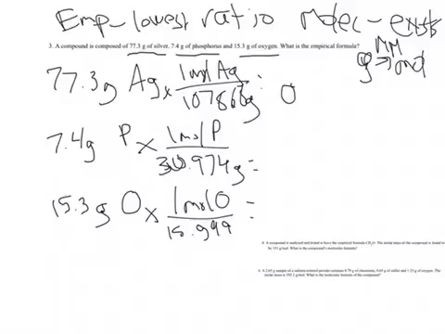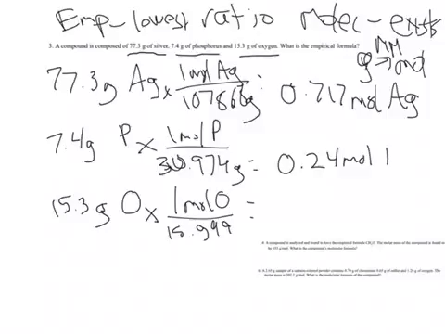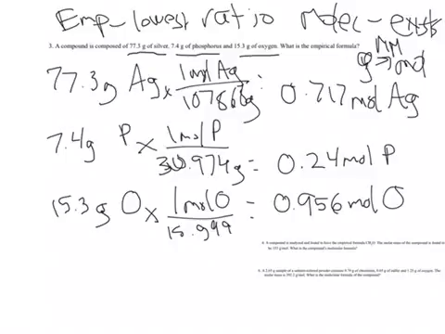This is how many moles of silver we've got when we do that math. This is how many moles of phosphorus, and this is how many moles of oxygen. Our third step to finding our empirical formula is to get the lowest whole number ratio.